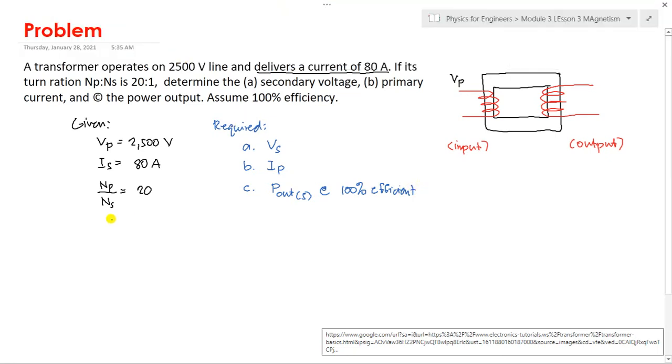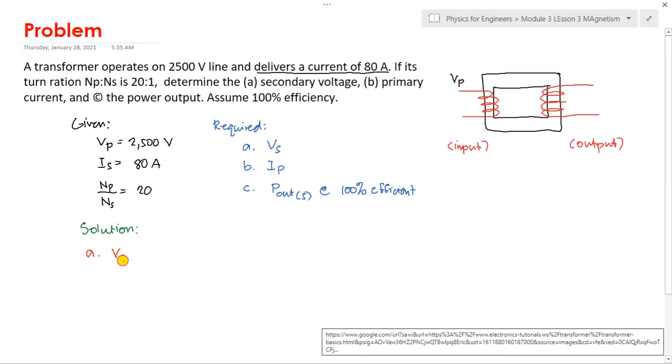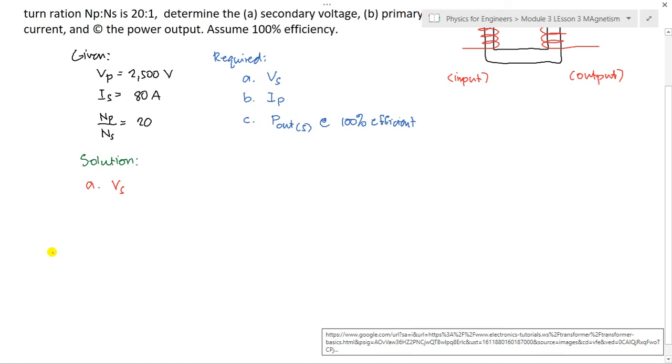Okay, so solution. Let's start by solving letter A, that is VS. Now the only way here to solve for VS is by using the second condition, the relationship between the voltage and the number of turns. So we already know that VS over NS is equals to VP over NP. Since given man si VP, NS and NP, okay ra. But we need to modify this first so that magtapad si NP over NS. So mahimo na siyang NP over NS is equals to VP over VS.